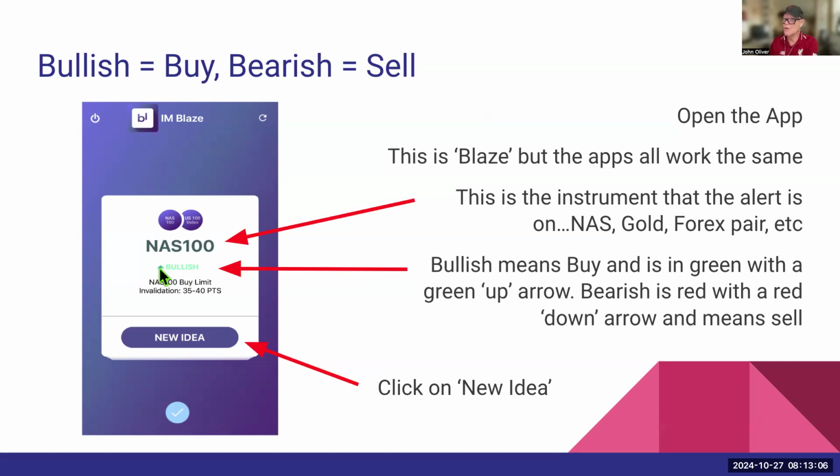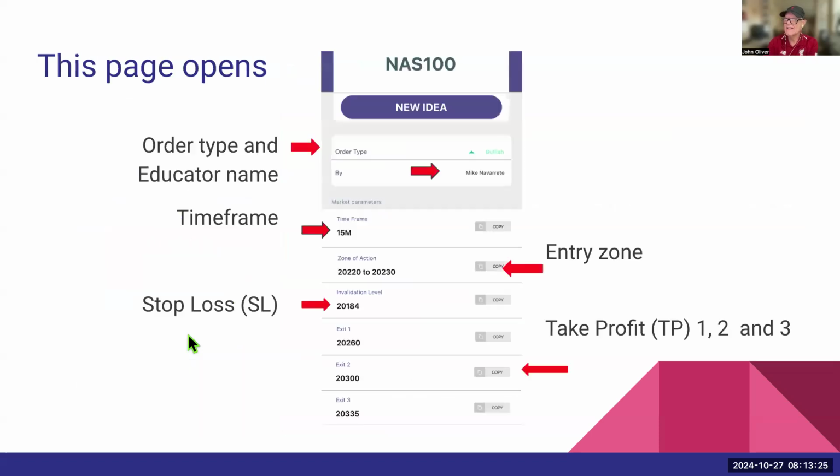The trade is called for a buy. There'll be a green up arrow, and the word will be in green. If it's in red, it will say bearish, which means they're thinking that it will go down. The arrow will be red and will be pointing down as well. Okay. And then when you click on new idea here, you'll get to this page on your phone. This is all on your phone that you're looking at. So it comes through on your phone. You can take the trade on your phone or on your computer, obviously.